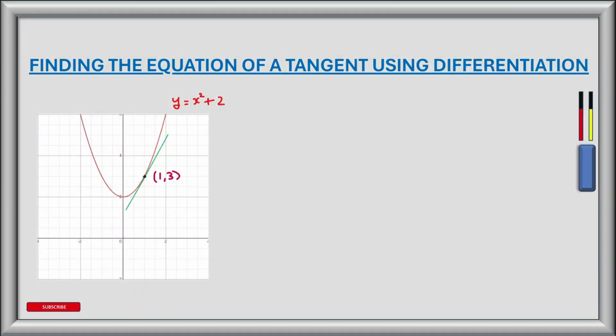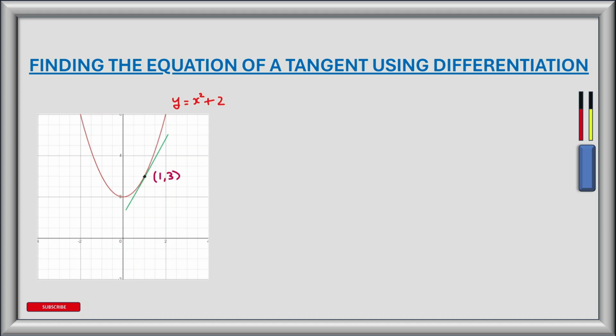Suppose we want to find the equation of a tangent at a point on a curve. How do we do it? This is best illustrated by example. On the left hand side, I've drawn the graph of y is equal to x squared plus 2, and I've drawn a tangent to the curve at the point x equals 1 and y is equal to 3. Given just this information, what is the equation of the straight line formed by the tangent?